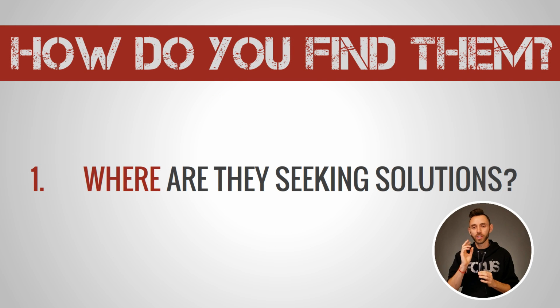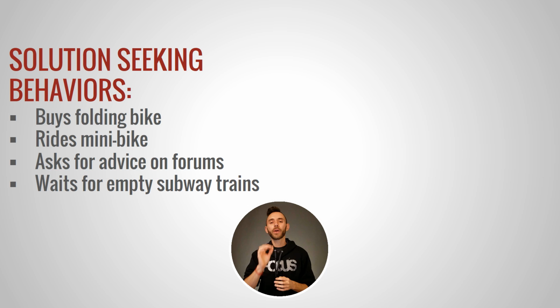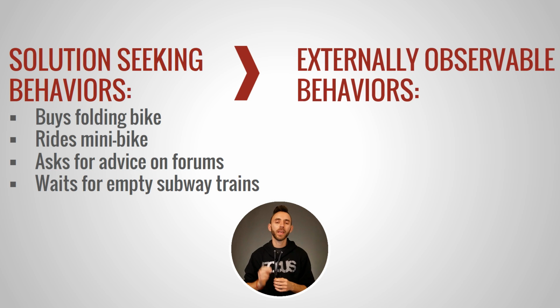So that leads us to answer our second question, which is, how do you actually talk to these people? How do you have a conversation with them? How do you interview them? To answer that question, we're going to convert our solution-seeking behaviors into what we call externally observable behaviors. And by that we mean, all right, we started with this behavior that may indicate they're trying to solve a problem, but if we can turn that into a behavior that an external observer can see that they're still trying to solve this problem, then we've hit on something. Then we've probably found an early adopter.